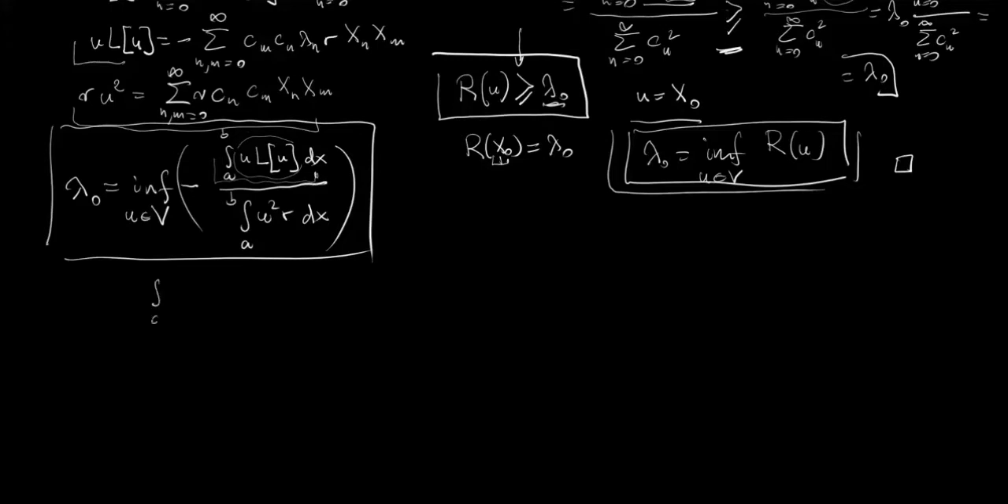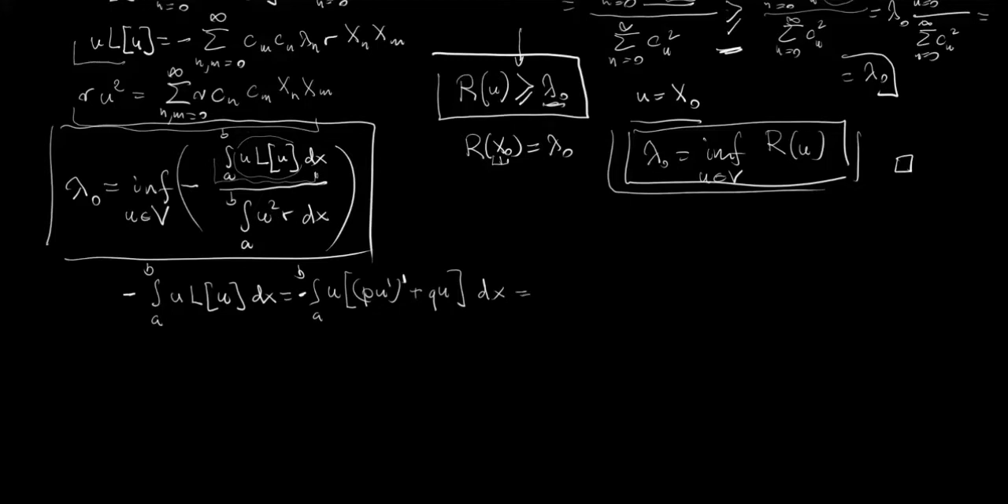So let us write it explicitly. The integral from a to b of u L u dx is equal to the integral from a to b of u, and now there is minus (p u prime) prime plus q u dx. Actually, they want us to have a minus, so let's put a minus here.